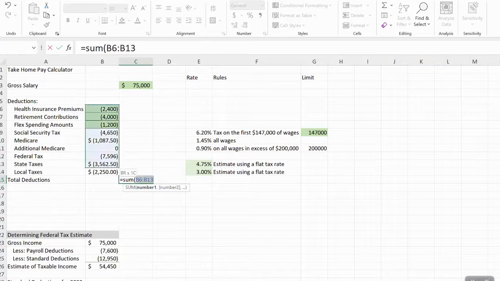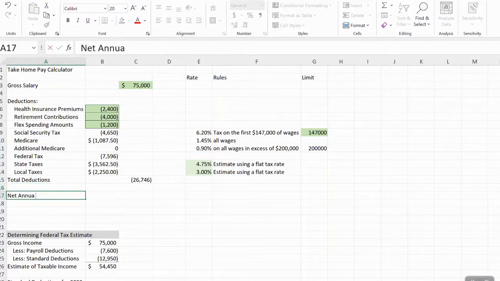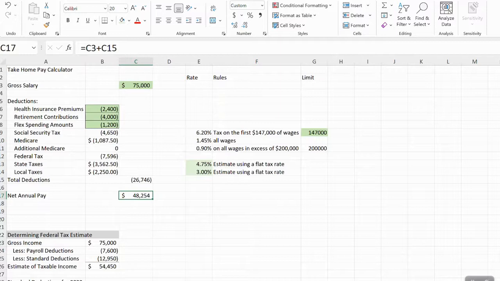I like to do them to the side so I can kind of see gross salary minus my total deductions, and my net annual pay is the difference between those two. So my 75 minus my 26. So if I have a salary of 75,000, there's a good chance, depending on your premiums, and it changes for every person and your circumstances, your net annual pay may only be 48,000.